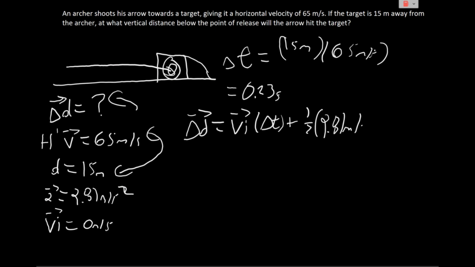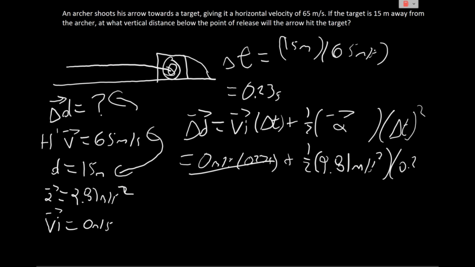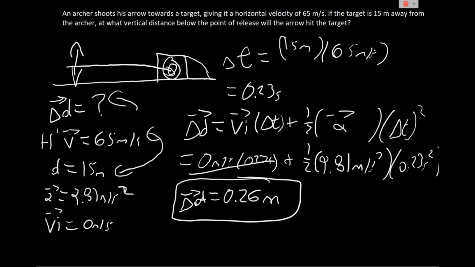Now using the formula, delta D equals initial velocity times delta T plus 1/2 times 9.81 meters per second squared times time squared. Plugging in all of our values, this gets cancelled out, plus 1/2 times 9.81 times 0.23 seconds squared. And after this, we should get a displacement of 0.26 meters, rounding to 2 significant digits. So far, these questions are, I would say, pretty easy.